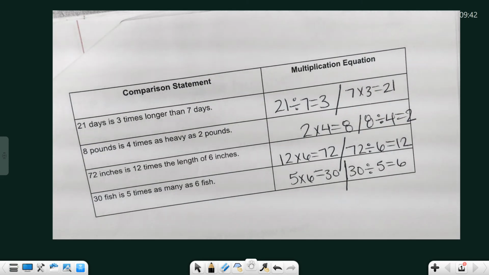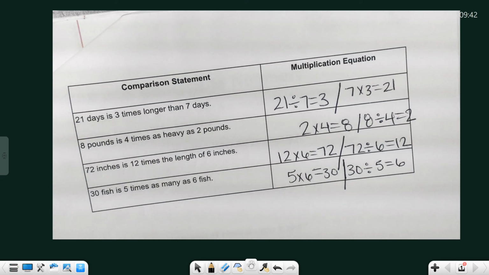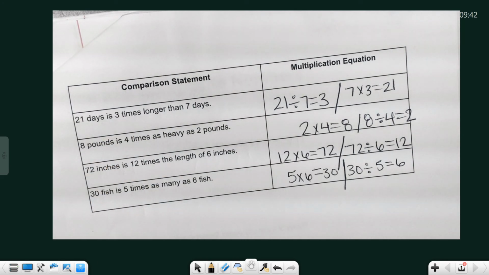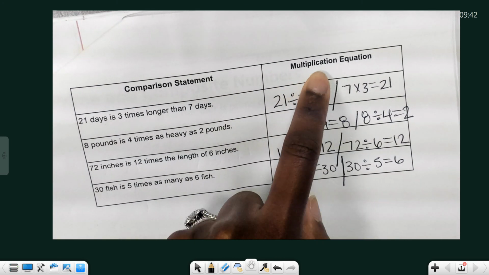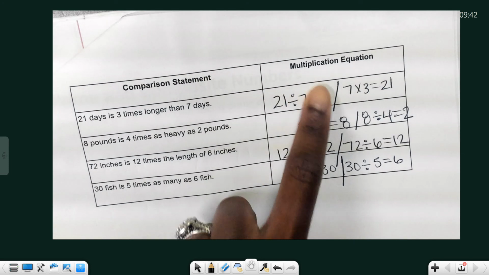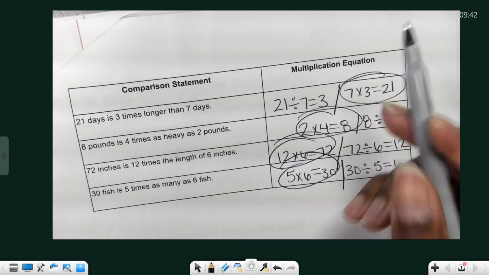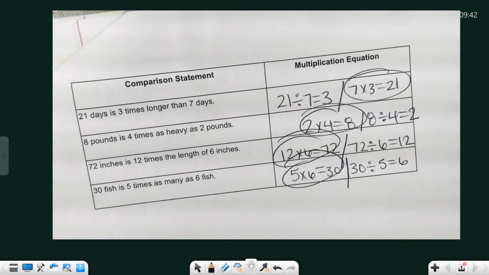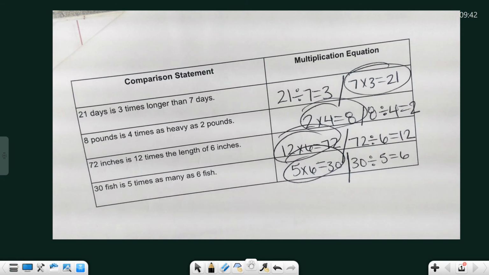All right. Any questions about this? Do you all understand what you were supposed to do with this now? Yes. So look, on the test, you may have to read a comparison statement, and they're probably going to ask you for a multiplication equation to go with it. Notice, multiplication equation. Now, we did put the division, but you should be focusing on the multiplication, because that's what they're asking for. Any questions? No, ma'am.